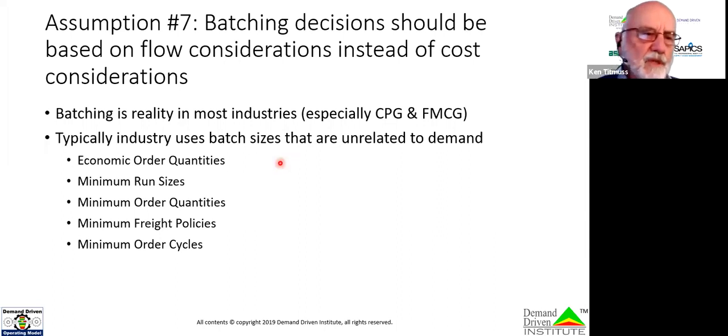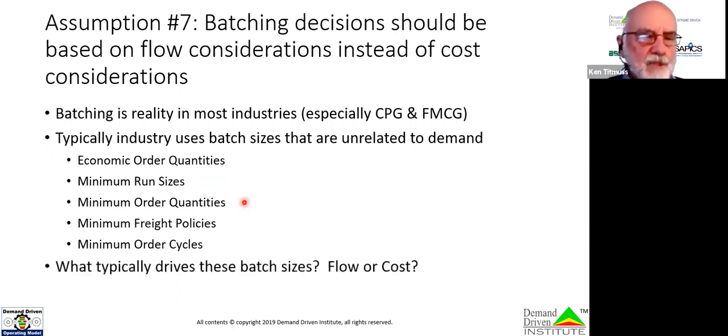Quite often we use economical order quantities, or somebody's come up with a minimum run size or a minimum order quantity. Maybe we have minimum freight policies that we need to fill up a container, or we maybe have minimum order cycles when I want to make it once a week or once a month. Somebody's come up with these figures as a kind of thumbsuck. What typically drives these batches? Well, not often I find it's flow, it's more about cost.